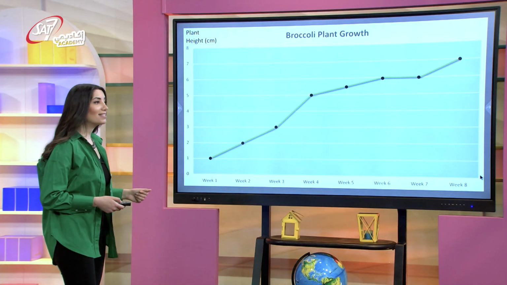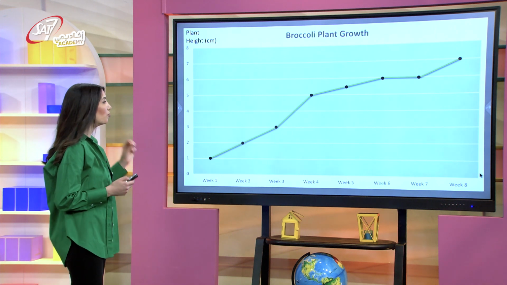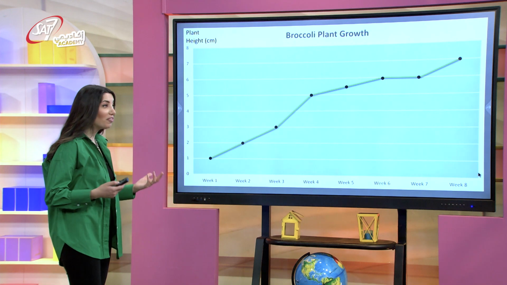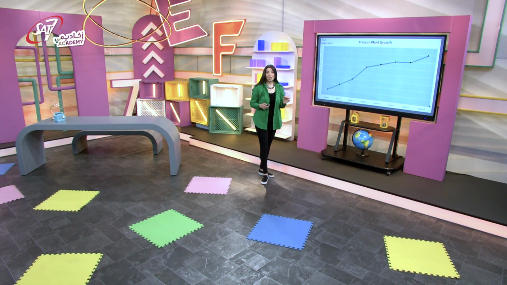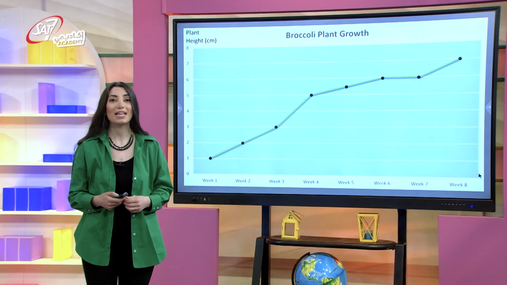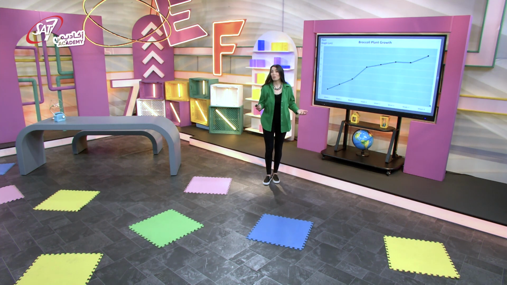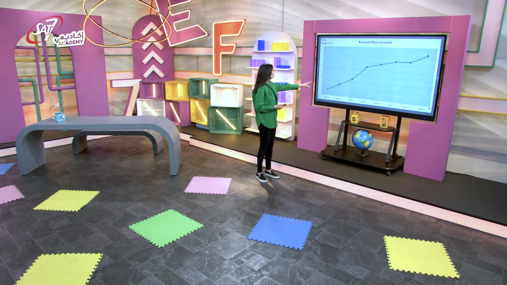Read the title, look at the numbers on the horizontal and vertical axis. This graph shows the growth of a broccoli plant over 8 weeks of time. By looking at the line, we observe how much it has grown in height, in centimeters. How tall was the plant after 2 weeks? It was 2 centimeters.